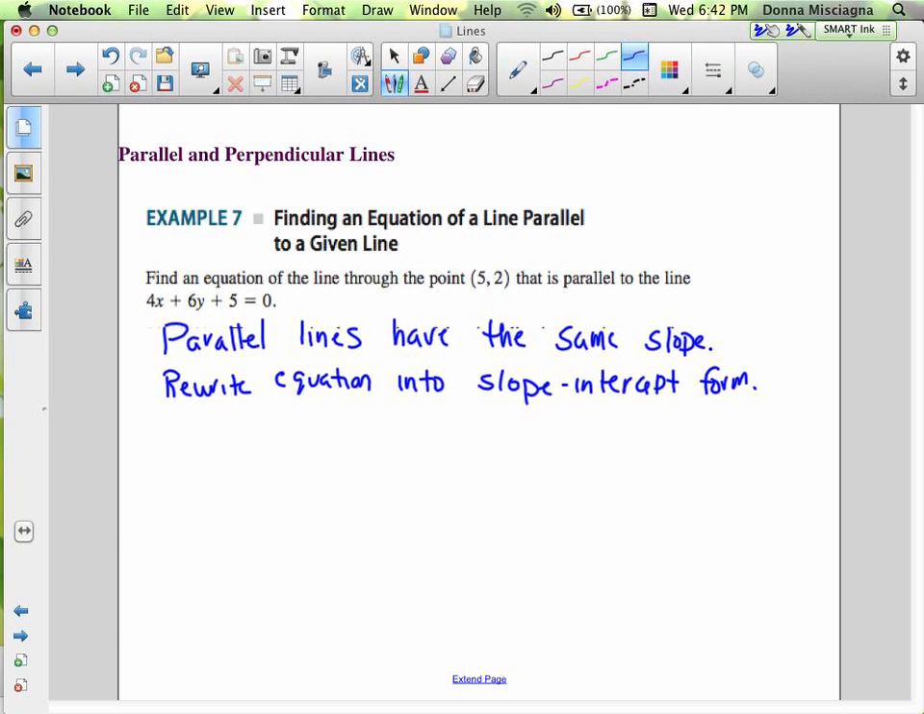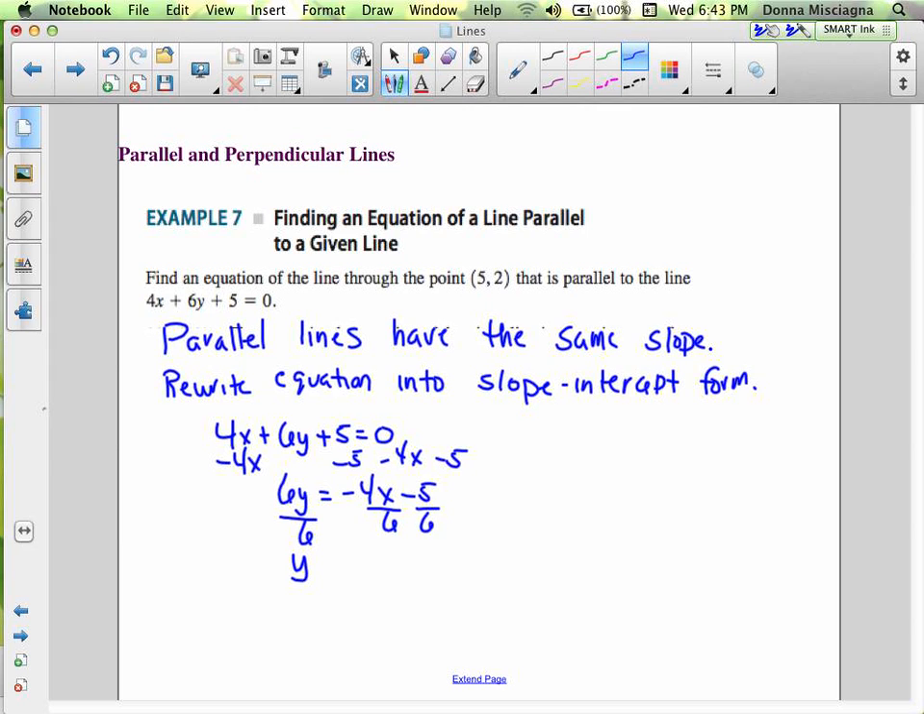Right? So we have the equation 4x plus 6y plus 5 equals 0. Let's subtract the 4x and subtract the 5 from both sides. So that gives us 6y equals negative 4x minus 5. And now to fully isolate y, we'll divide both sides by 6, or divide all terms by 6, I should say.